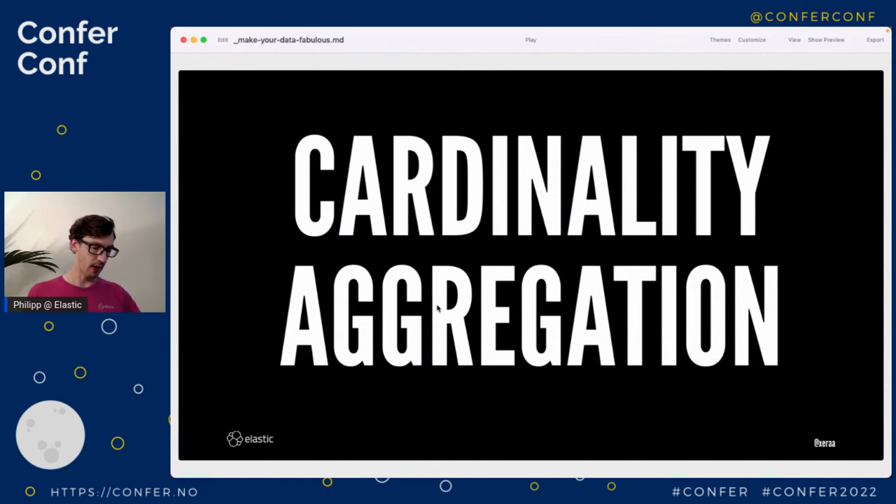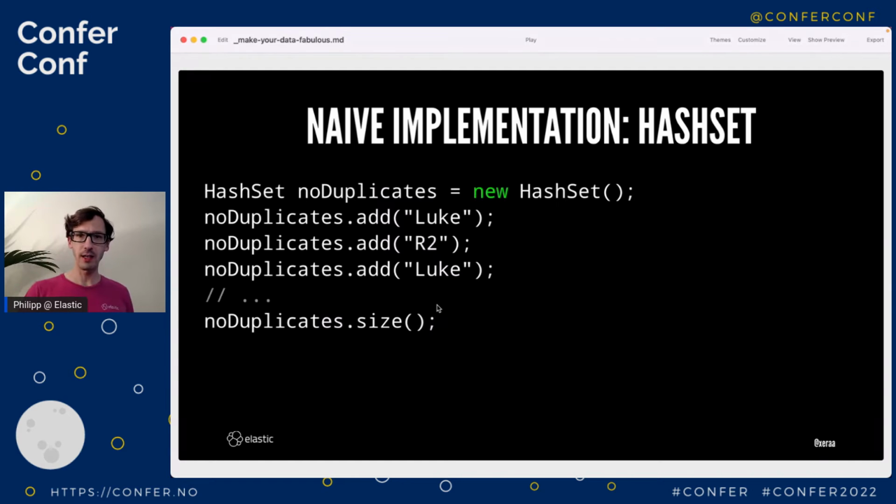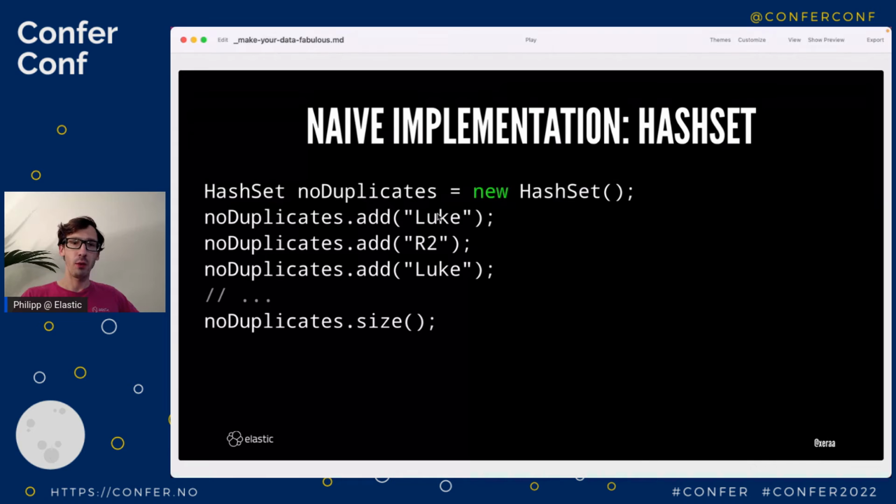I have another one. So we have the cardinality aggregation. Cardinality aggregation is like how many unique terms do you have in your data set. And there are multiple ways to calculate that. The naive one would probably be something like a hash set, which is a data structure where, based on the hash value, you would override the previous word. So if I hash Luke, it would always give me the same hash, and I store it under that hash. And then this Luke is overwritten by this Luke.